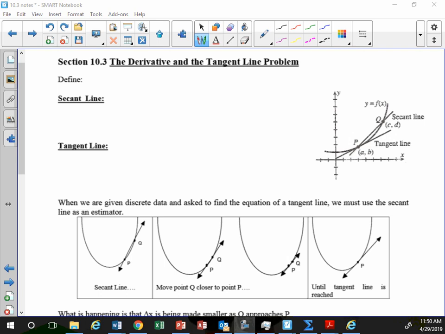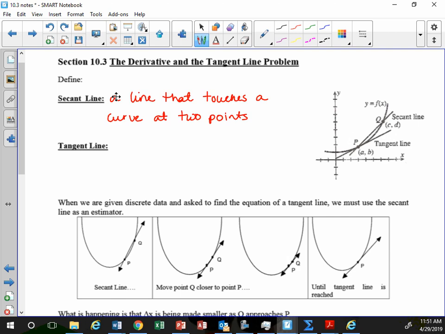Definitions. What is a secant line? No idea. From geometry, what's a secant line? Oh, it cuts across 2 points, yeah, in line. That touches a curve at 2 points. So line PQ here, that is a secant line. Okay, see how it touches our curve in 2 points.